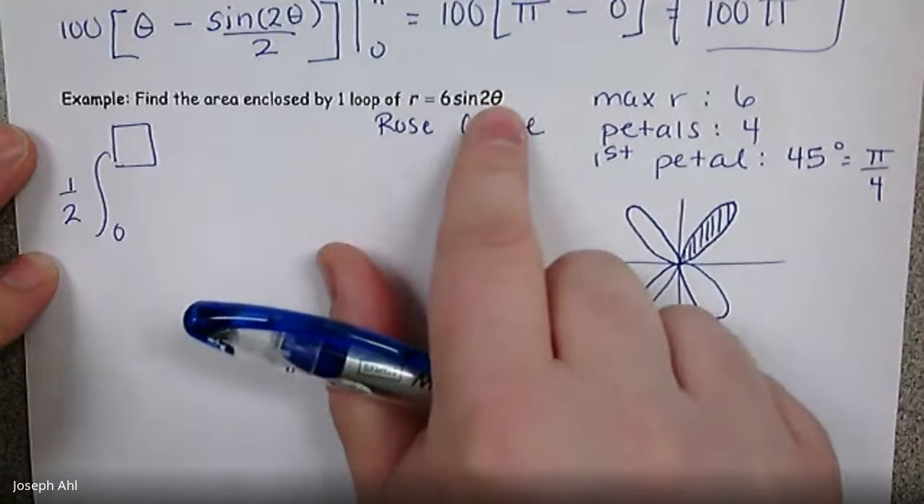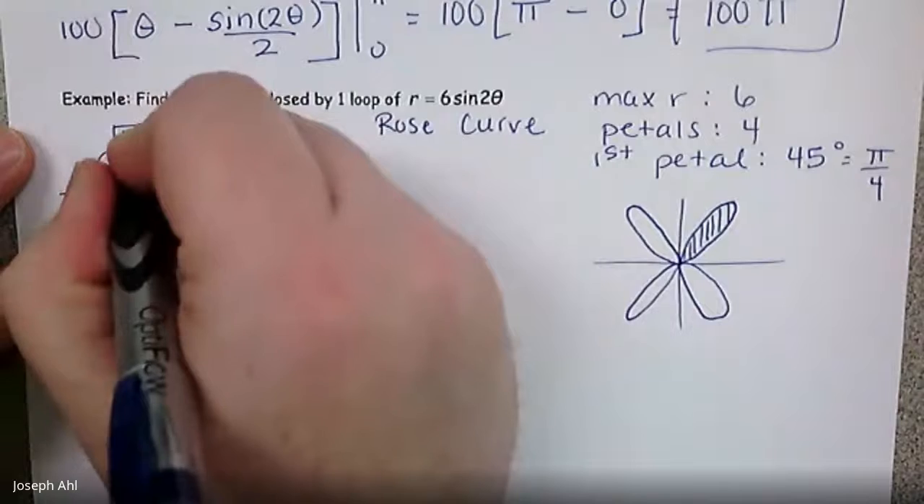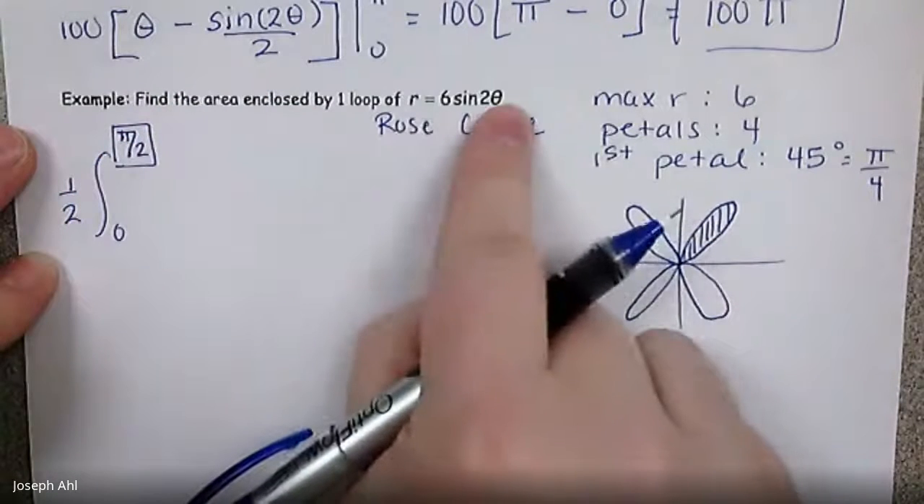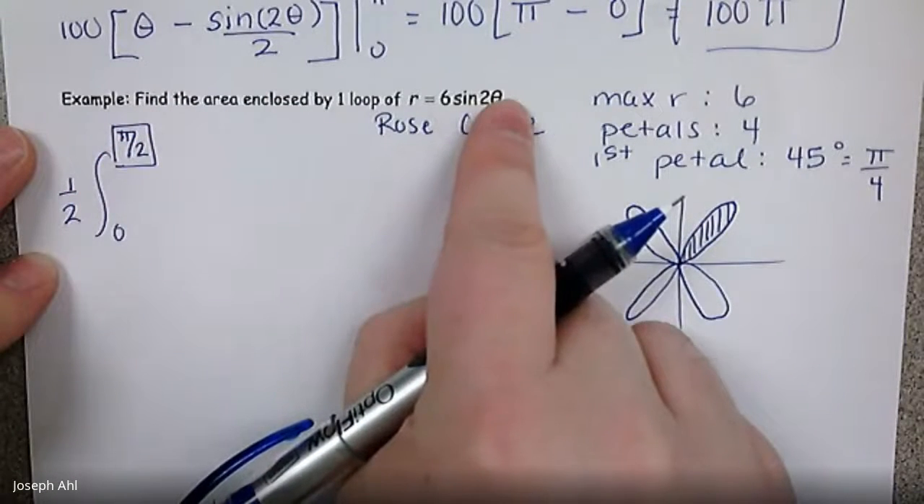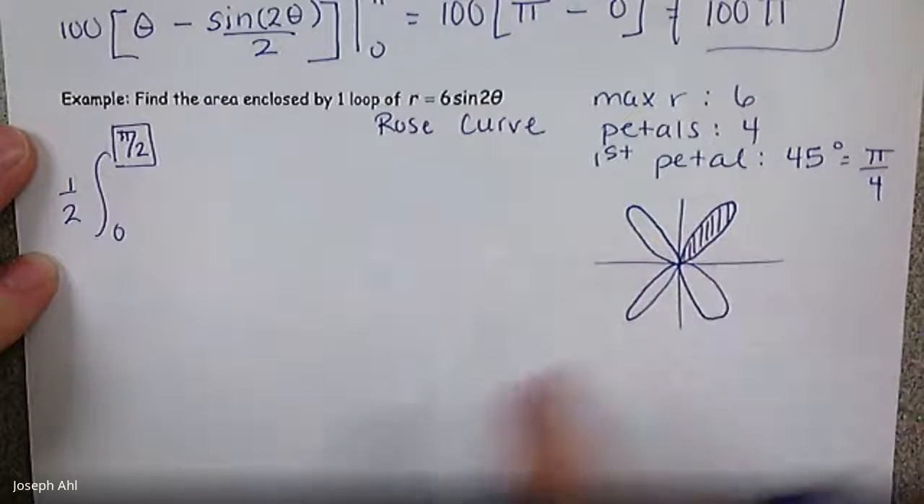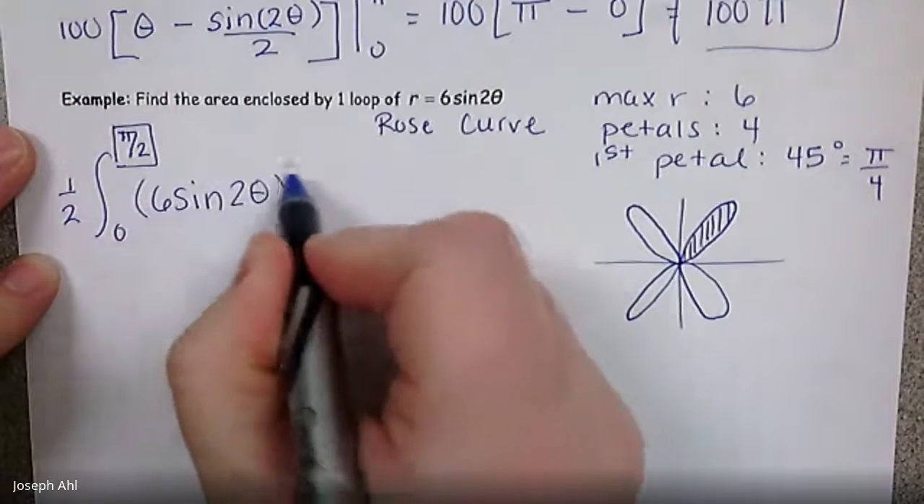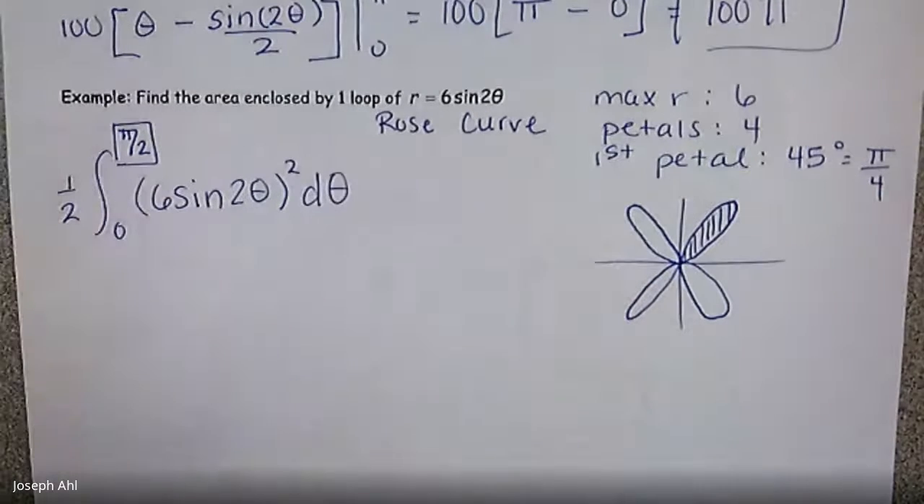But what am I going to plug in for theta here to make that come out to be a pi on the inside? It's going to happen by pi over 2. If I plug in pi over 2 here, double that, you get pi. Sine of pi is back to 0. So that's when that first loop gets enclosed. We can find the integral from 0 to pi over 2. That's all we need to do for the bounds of integration. And then take 6 sine 2 theta, square that, d theta.